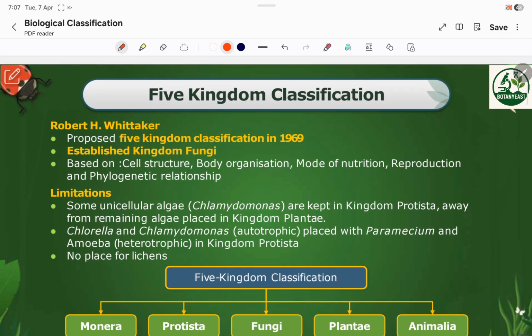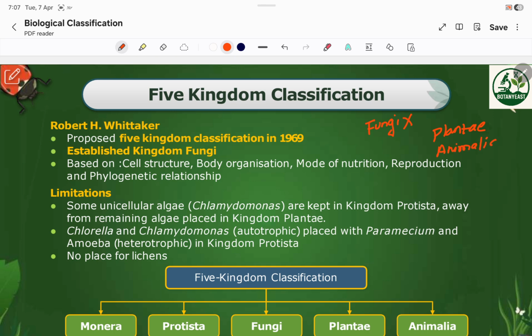Then came the most followed classification system, the five kingdom classification. Okay. So it was given by Robert H. Whittaker. He proposed the five kingdom classification system in 1969. Remember the date, remember the year, 1969. He established the kingdom Fungi. Okay. So in Linnaeus system there was no fungi. There were only plants and animals, Plantae and Animalia.